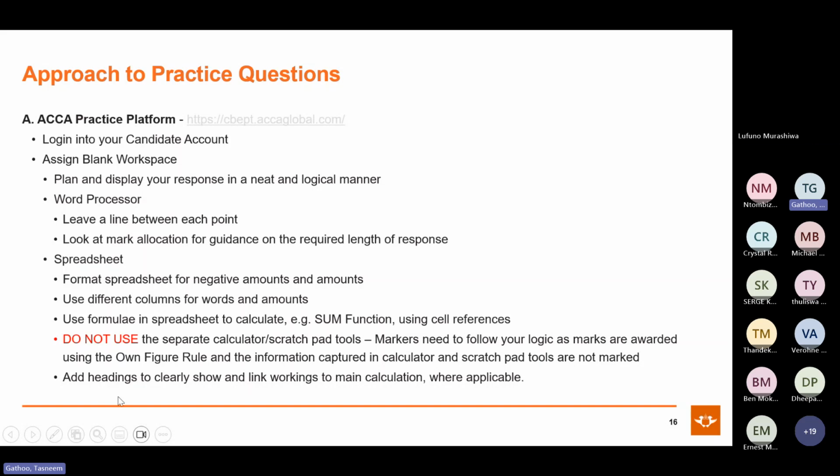Okay, and then just add headings to your work so they can clearly identify that this part of the calculation relates to that part, so it's easily identified.